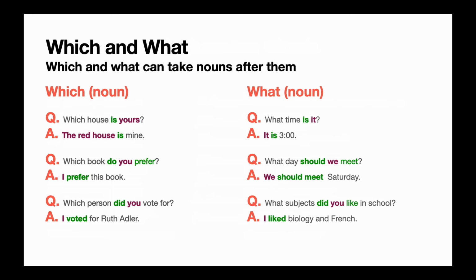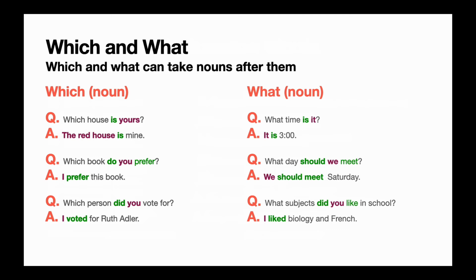In formal English, we would use which to choose between a set number of options and what to choose between infinite options. For example, we don't say which is your favorite color, we say what is your favorite color, because there are so many colors, or what is your favorite food. There are infinite kinds of food. However, in informal English, many people use what instead of which, even if you're choosing between just two things.